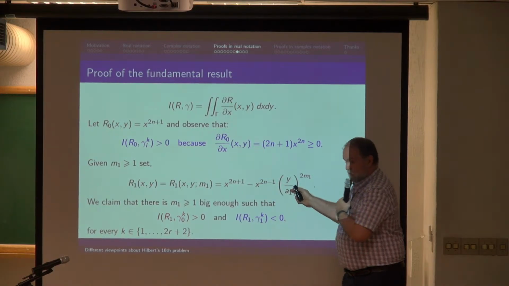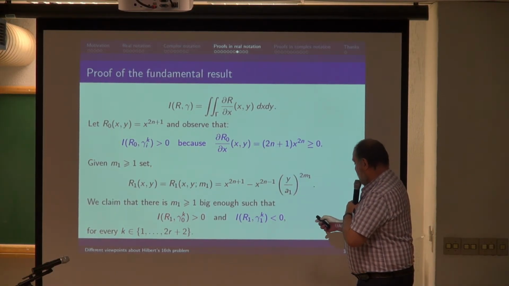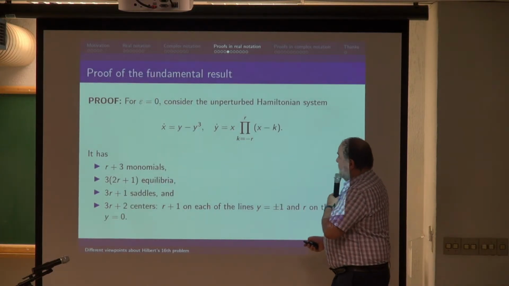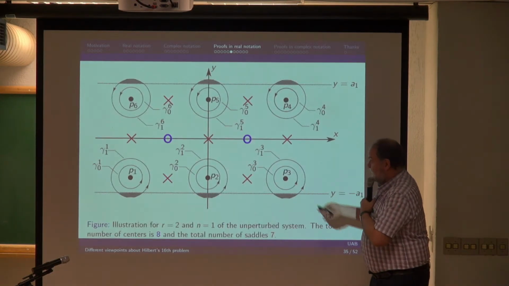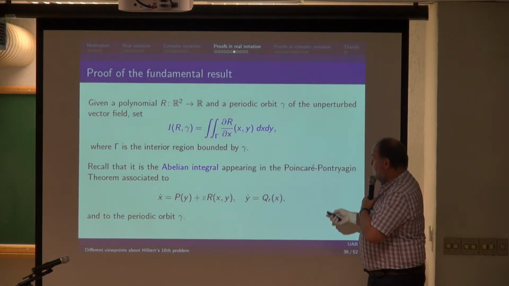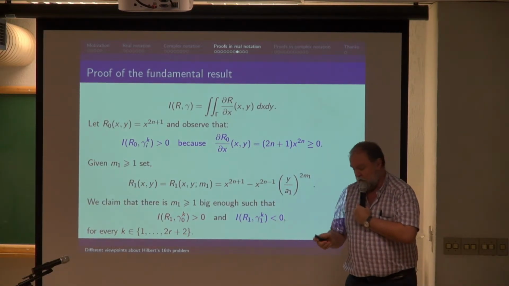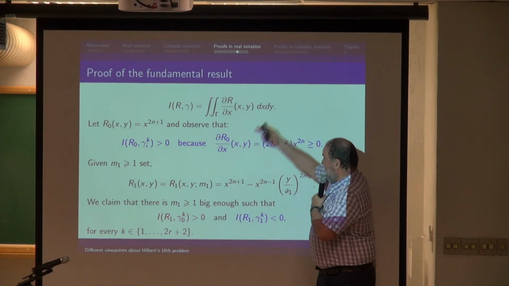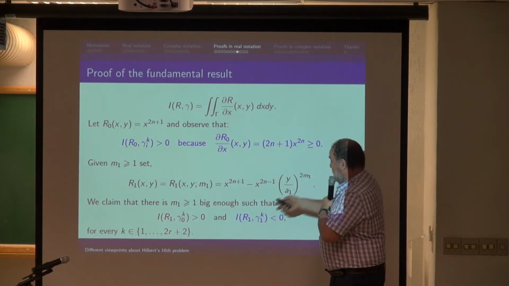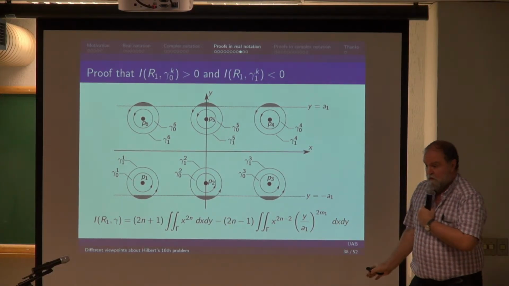This one and this one. So just to recapitulate a little, I start with this system, the one that has all these centers, and I perturb only with 2 monomials at the first step. So what I have to study is the integral of this partial derivative. So it's here what I have to study. This is the abelian integral.